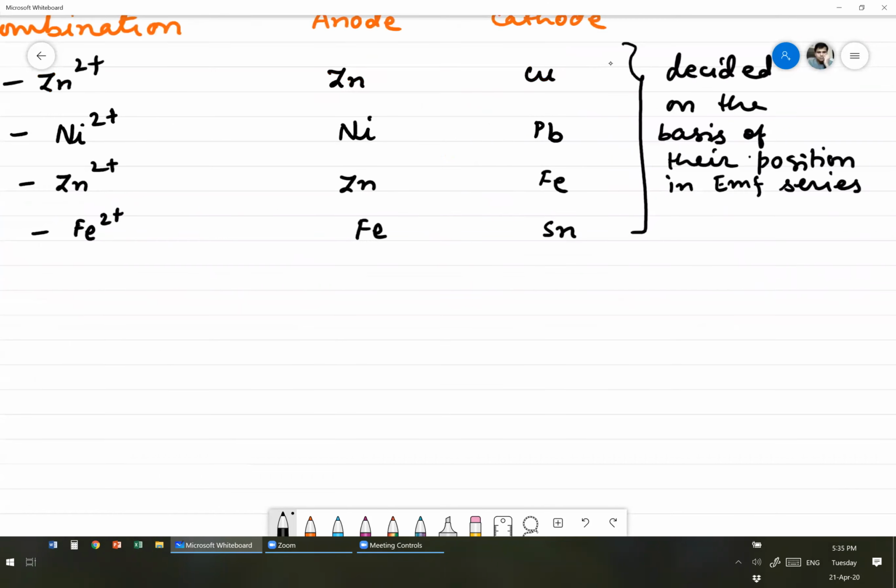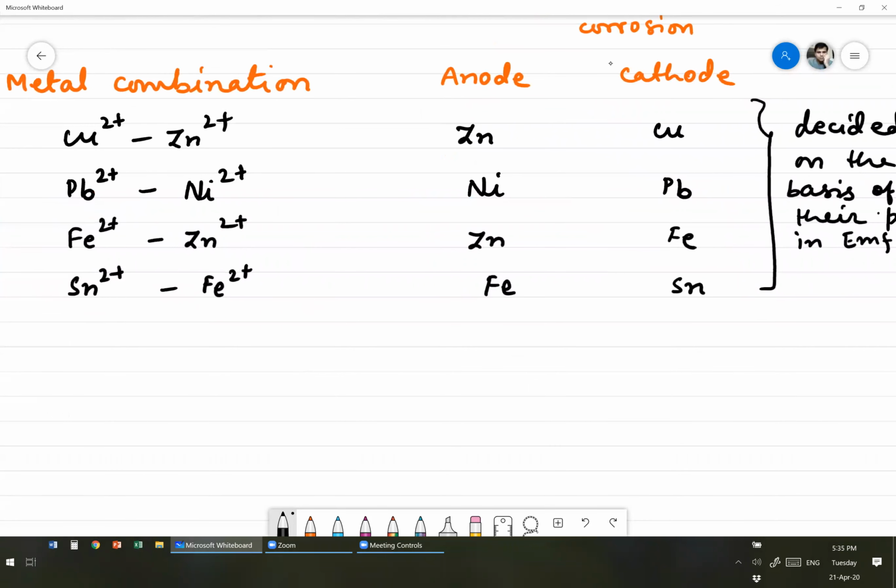So now let's take one more example. Similarly, here we have zinc 2 plus and aluminum 3 plus. As you know, in the electrochemical series, aluminum metal is placed above the zinc metal. So it means aluminum has to act as anode. But actually it is found that aluminum gets corroded and zinc is protected.